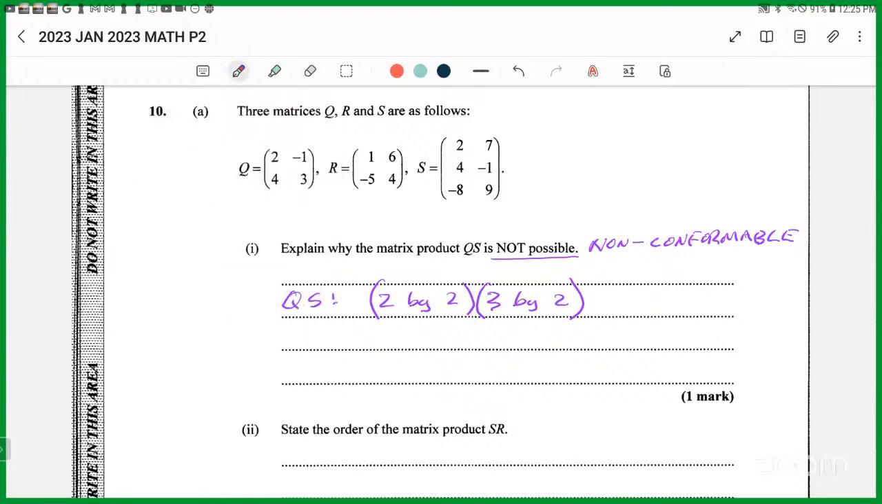multiplication to be possible, for it to be conformable, the number of columns in the first matrix, which in this case is 2, must be equal to the number of rows in the second matrix, which in this case is 3. So they are not equal. Because they are not equal, the matrices are non-conformable. And that's why it is not possible, because the number of columns in the first is not equal to the number of rows in the second.